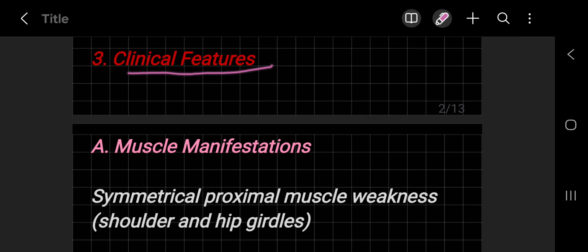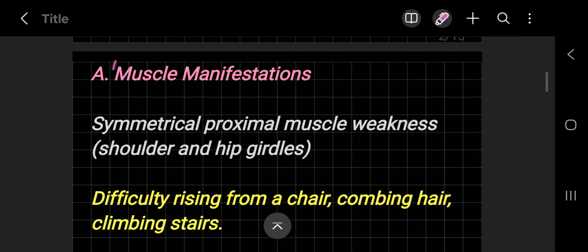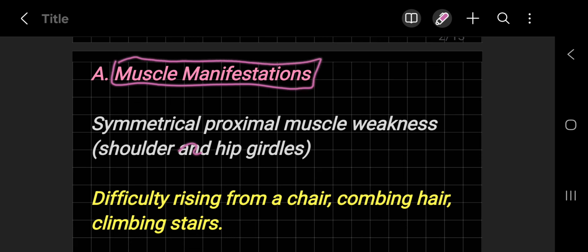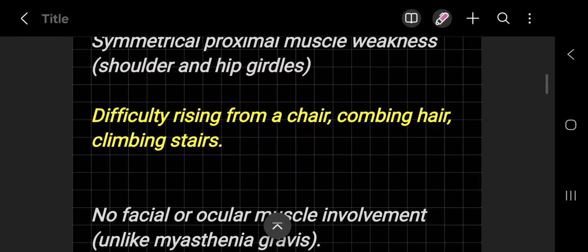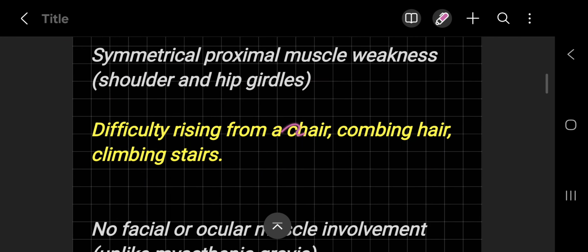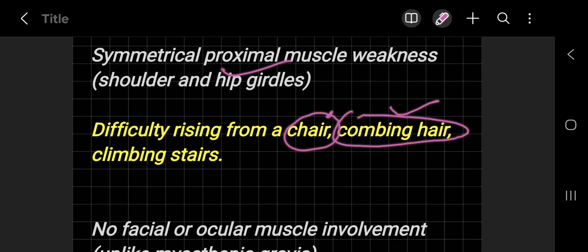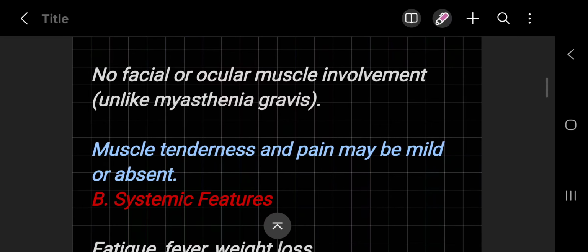Clinical features. In case of myositis, there is muscle inflammation leading to symmetric proximal muscle weakness. You should remember that there is involvement of bilateral muscles and proximal muscles like shoulder muscles and pelvic girdle muscles. So shoulder and hip girdle muscles are involved. In this way, patient is unable to rise from a chair, hip girdle muscles, and unable to comb hair, shoulder muscles, and also unable to climb stairs, hip girdle muscles.